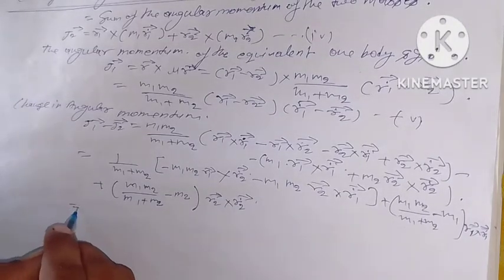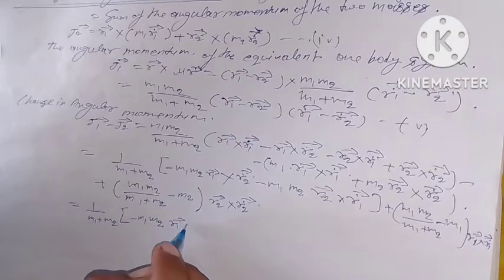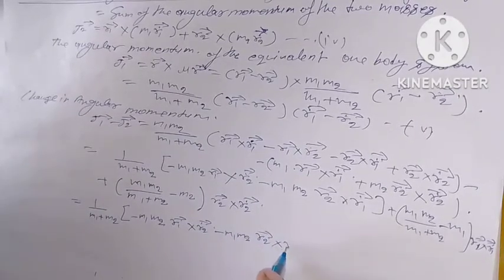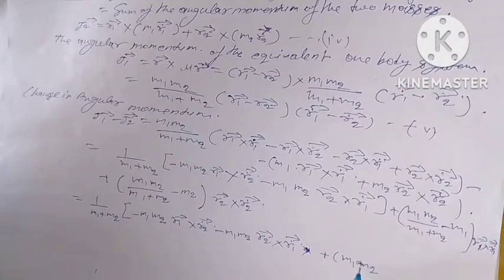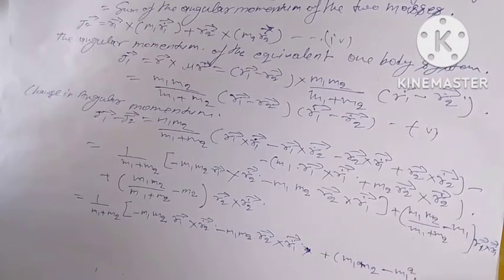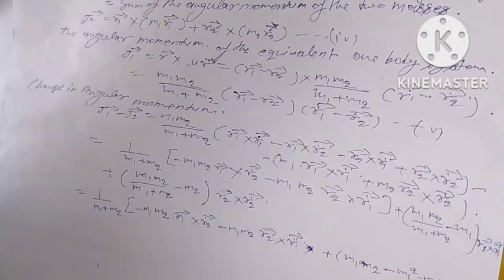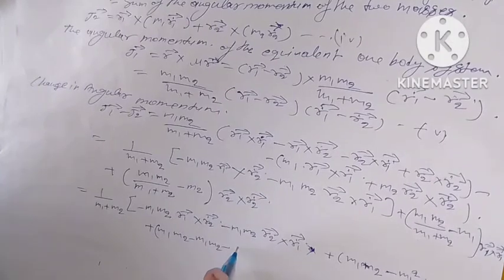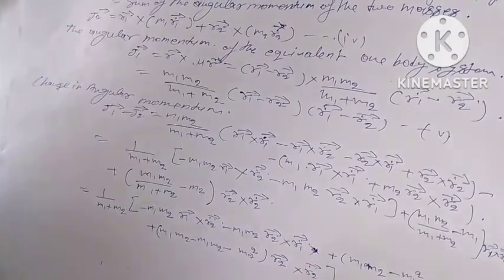So this is equal to 1 upon M1 plus M2 in bracket minus M1 M2 R1 vector cross derivative of R2 vector minus M1 M2 R2 vector cross derivative of R1 vector plus in bracket M1 M2 minus M1 square minus M1 M2 bracket close R1 vector cross derivative of R1 vector, plus in bracket M1 M2 minus M1 M2 minus M2 square R2 vector cross derivative of R2 vector, bracket is closed.